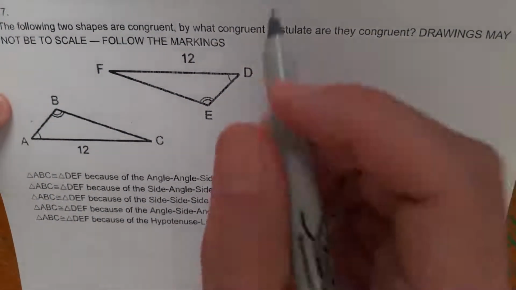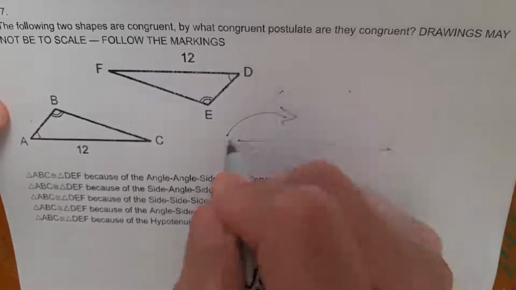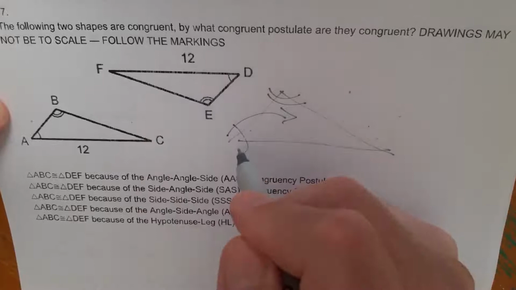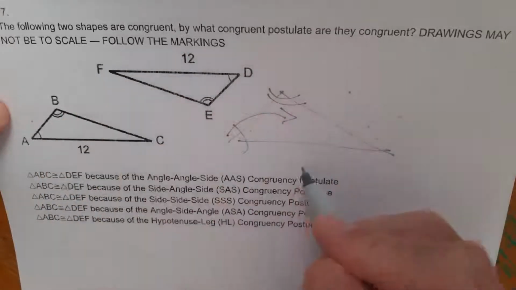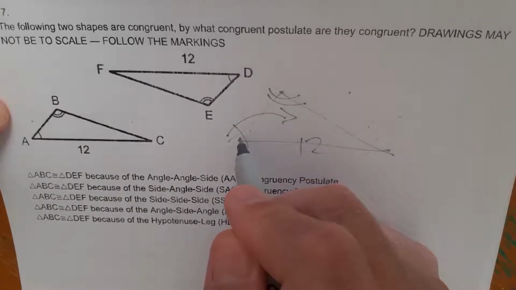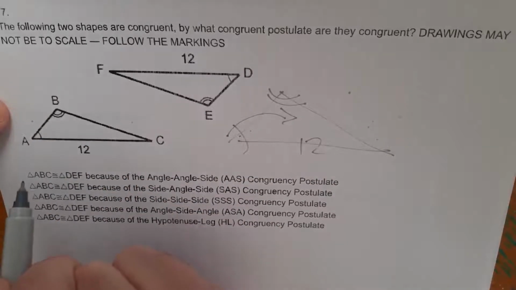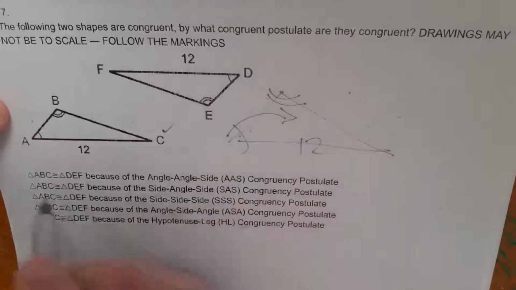All right, one more. Let's see. Here, here, here. This E comes up here, 2 tick marks. 1 here for D, and 12. So it's going to be 2, 1, 12. 2, 1, 12. All right, check. That's angle, angle, side.